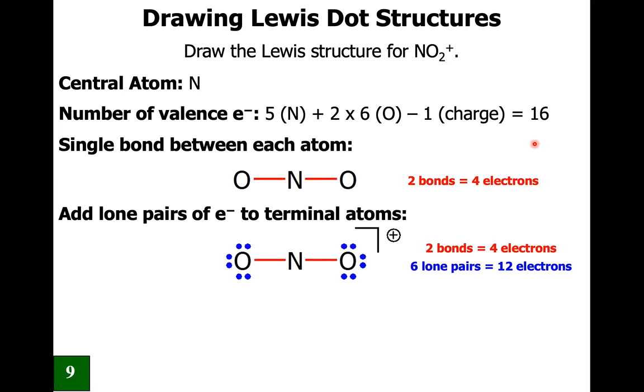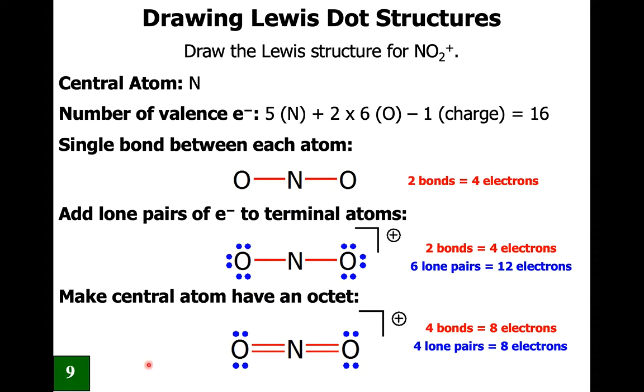Now we have to see how happy the molecule is with the assignment. So the oxygen has 2, 4, 6, 8. The bond counts as 2. 2, 4, 6, 8 for oxygen. 2, 4, 6, 8 for the other oxygen. But the nitrogen only has 2, 4. So we need to get it up to 8 also. And this is the simplest way to do that.